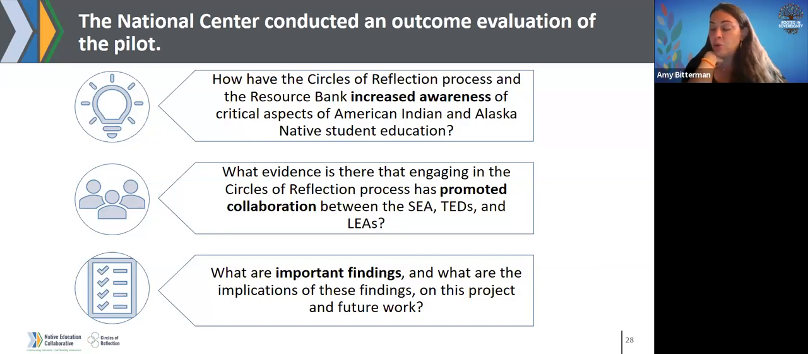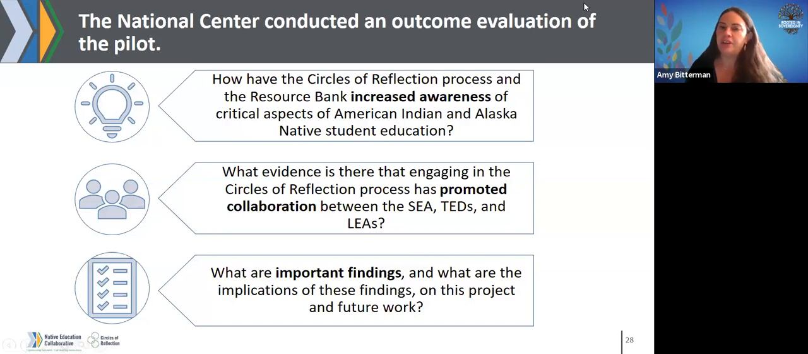And I want to mention Janet Gordon with Kaufman and Associates, who conducted the evaluation using a mixed methods approach. We took a lot of notes during all of the circles to indicate where there's areas of agreement, where there's areas of disagreement, and how all of the individuals and groups were collaborating with one another. She also conducted interviews with the state leads and with the facilitators.